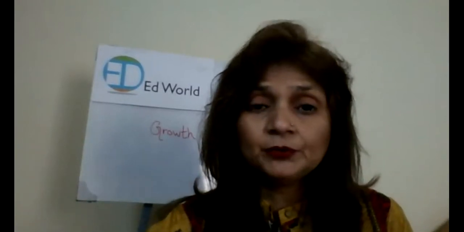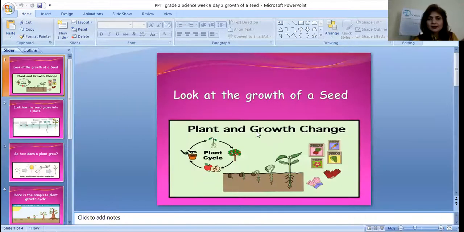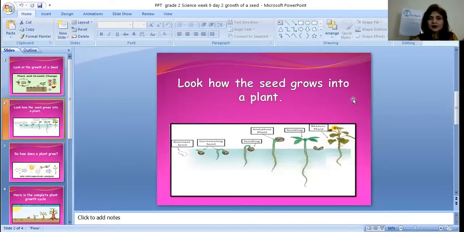Now again I'm going to show a presentation to make it more clear to you all what happens and how a seed grows, the growth of a seed. Now look at the growth of a seed. Now this is a plant cycle, and see how they have shown. Now we are going to see this in detail over here. Now you can see how a seed grows into a plant.